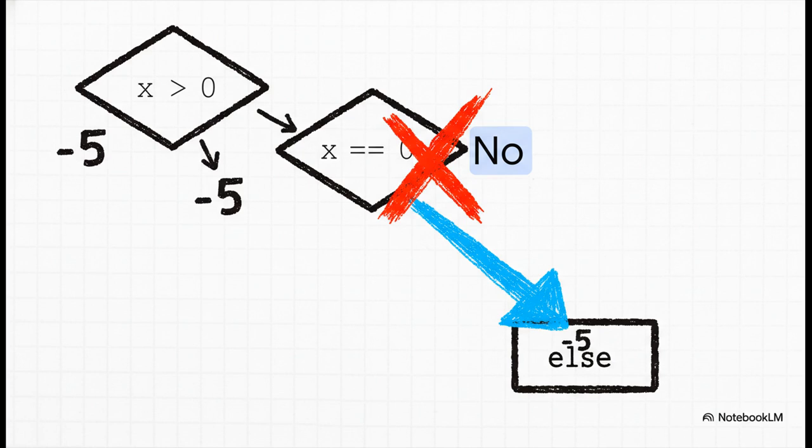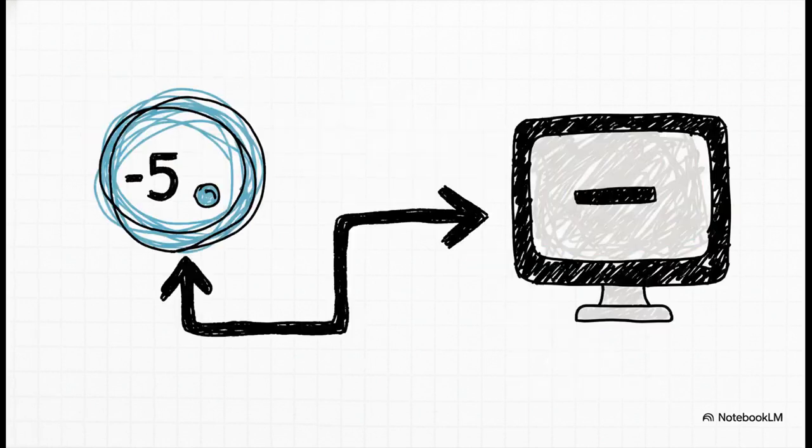So it moves on to the elif. Is x equal to 0? Nope again, so it skips that block too. Since it's run out of specific conditions to check, it has no choice but to fall down into that final else block. And what's the instruction inside the else block? It's the instruction to print that the number is negative. So that is exactly what pops up on the screen. Our program just made a perfectly logical decision, all based on the data we gave it.